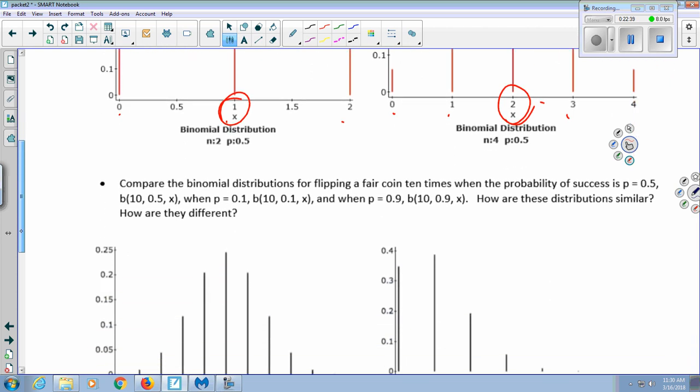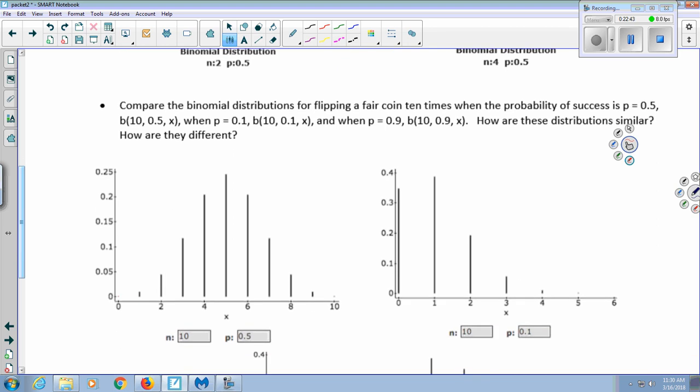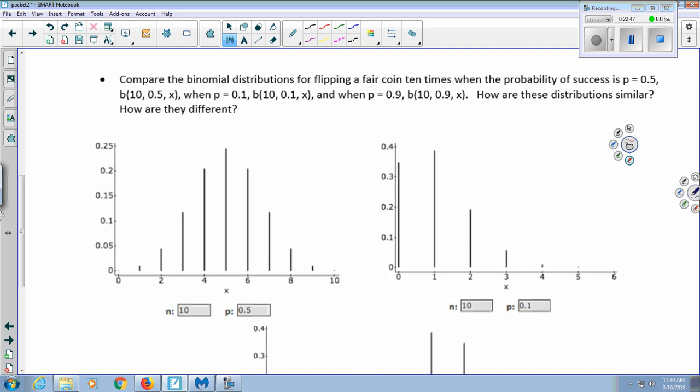Now let's compare the binomial distributions for flipping a fair coin 10 times when the probability of success is 0.5 or when the probability is 0.1. So this time we keep the fixed number the same, but what we change is the probability of success. On the left here is the 0.5. On the right, we're seeing the 0.1. Now, how are they different or similar? This one is symmetric, but this one is skewed to the right.